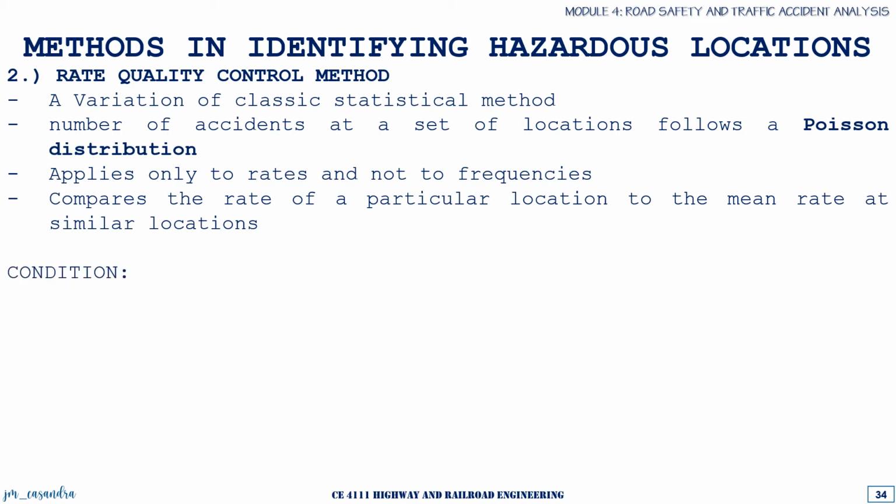So meaning similar characteristics. So for the condition that you will follow for the rate quality control method, we have y sub i should be greater than y bar plus k times the quantity y bar over v sub i raised to 0.5, plus 1 over 2 v sub i. So if this is the case for our values, then it means that the location under study is a hazardous area or a hazardous location.